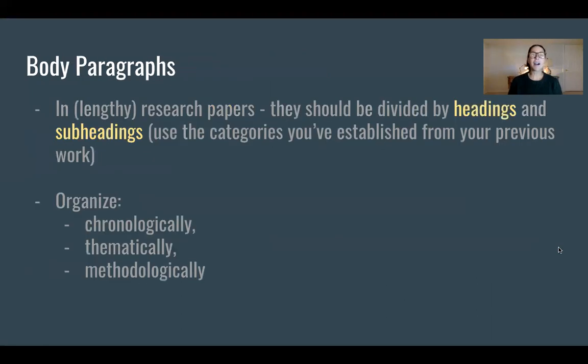All right, so in body paragraphs, which are the paragraphs between our intro and our conclusion, we usually have quite a few body paragraphs and perhaps some sub paragraphs. And a very, very, very important part of our writing is the use of headings and subheadings. So once you've established categories and relationships, we want to add headers and subheaders.